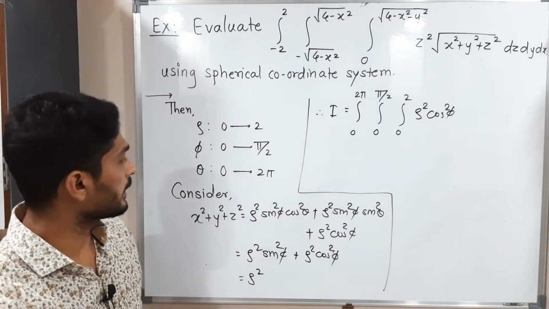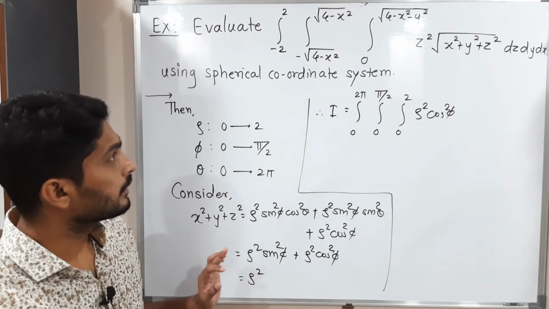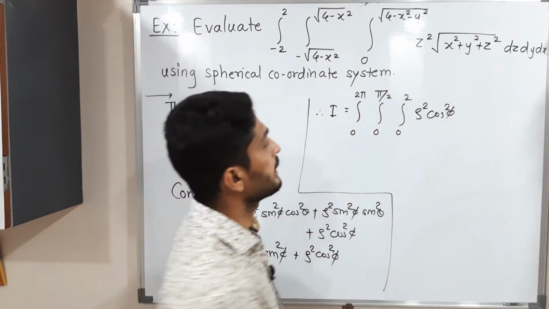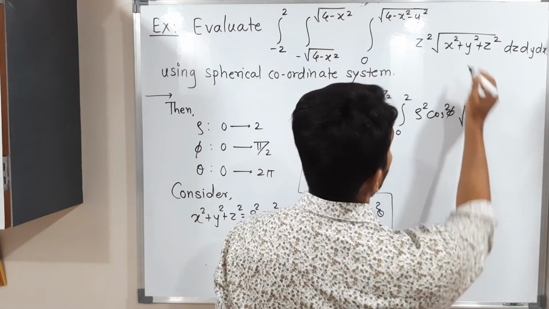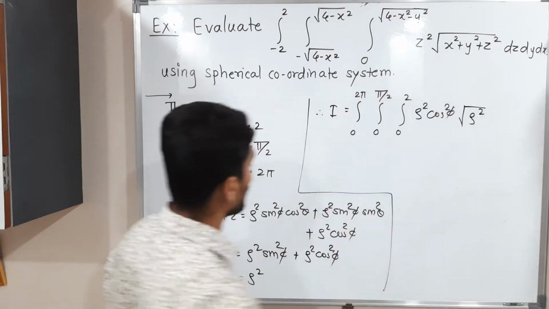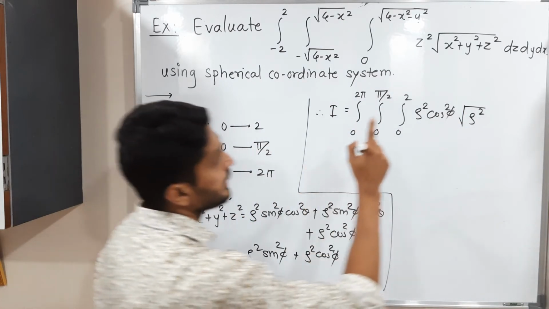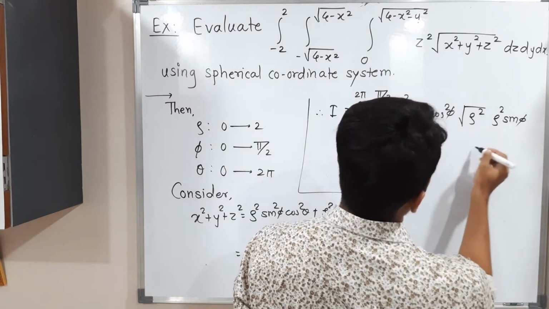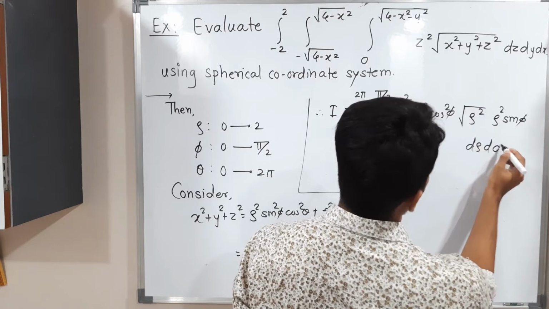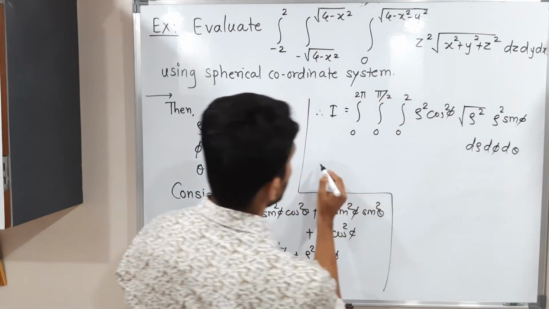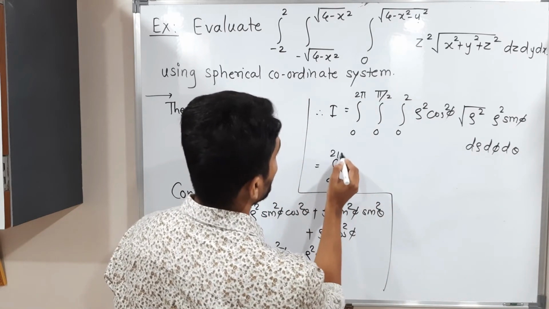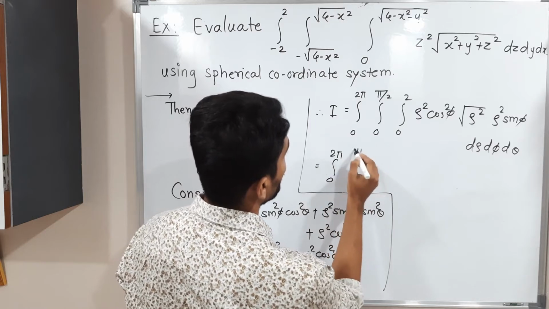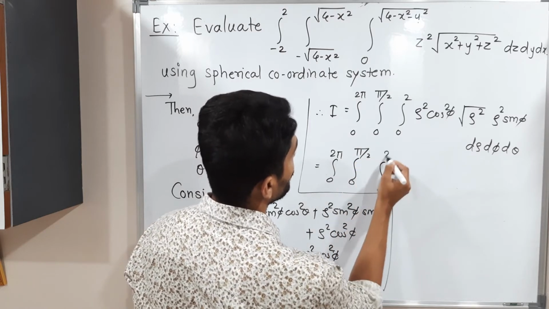Okay. After that, the value of this integration, square root of rho square, we found out, and dz dy dx means rho square sine phi d rho d phi and d theta. So let us simplify it. Integration 0 to 2 pi, integration 0 to pi by 2, integration 0 to 2.